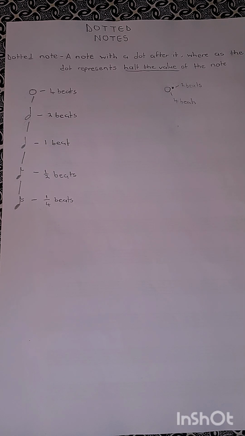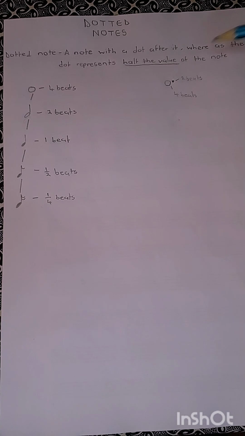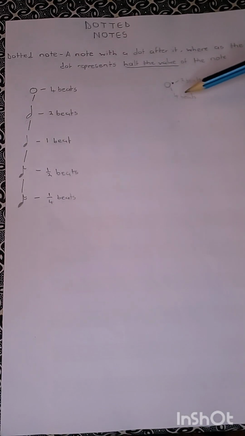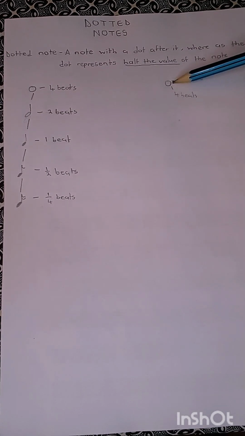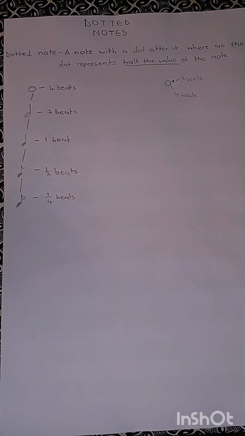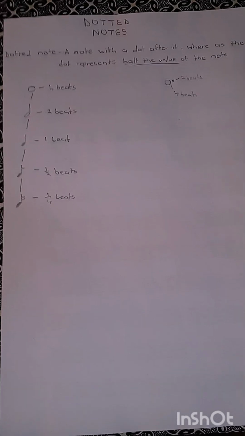Remember, to understand this, the dot represents half the value of the note, meaning the dot represents half the value of the semi-brief. And we said if half of a semi-brief is a minim, meaning half of the value of the semi-brief is equal to the value of the minim, meaning half of 4 beats is equal to 2 beats. Now let us move on to other examples so that I will show you how the value of the dotted notes will also change.